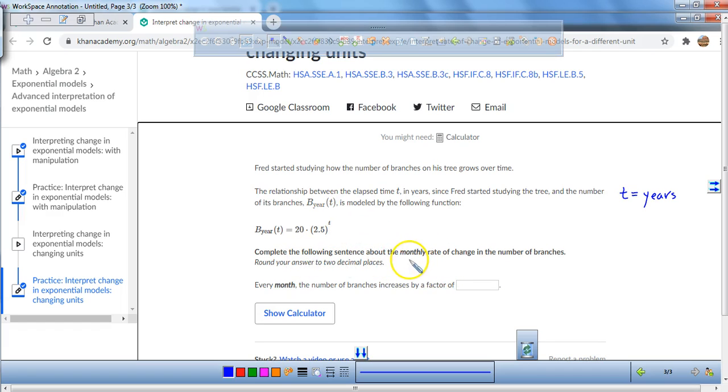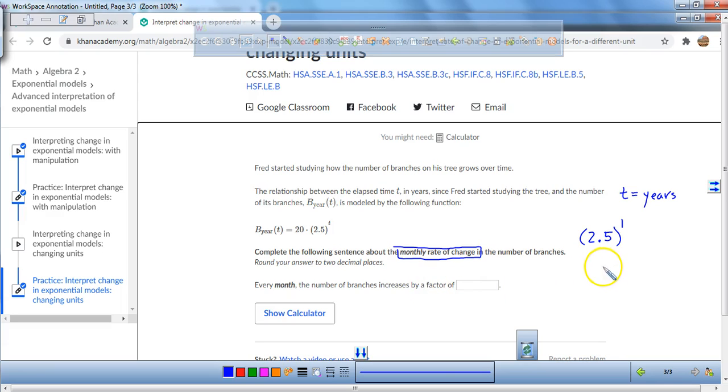Complete the following sentence about not the yearly rate, but the monthly rate. All right, so what does 2.5 represent? 2.5 represents the yearly rate. So in 1 year, we're going to take 20 and multiply it by 2.5, and that will give you its yearly rate. That would be the yearly factor or growth factor.